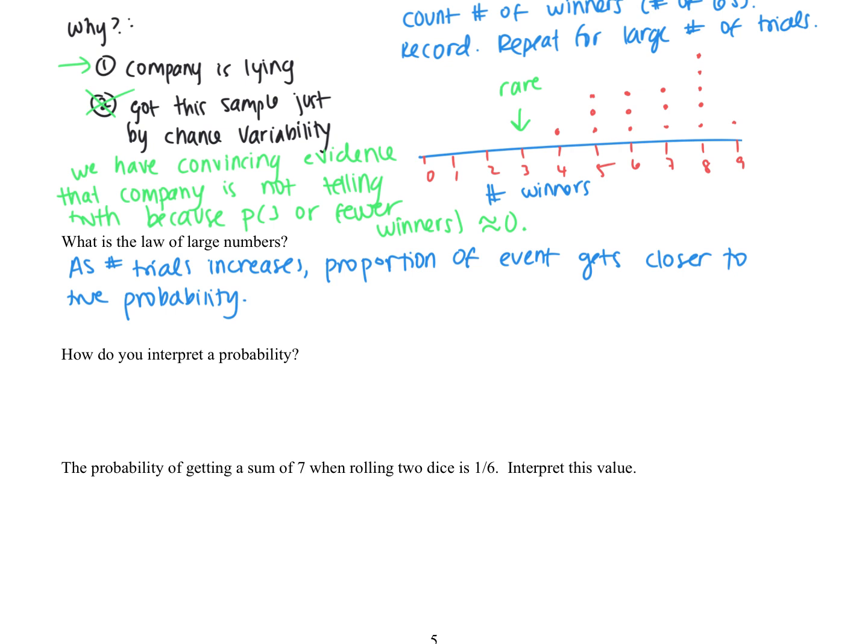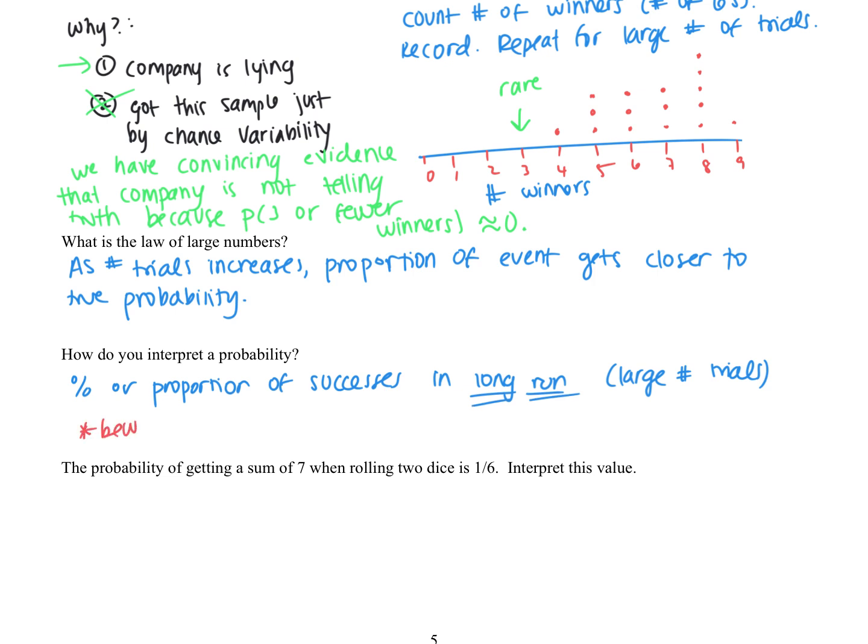Okay, how do you interpret a probability? A probability is the percent or proportion of successes in the long run. By long run, we just mean large number of trials. So if you were to do this over and over and over again, we would get the true probability.